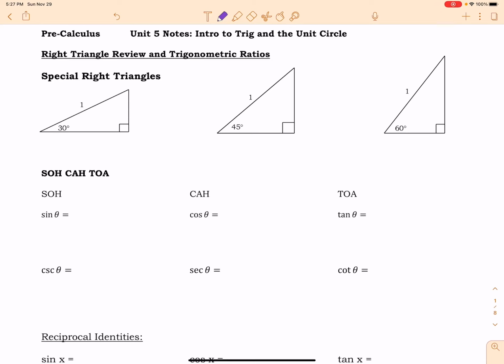Okay, we are starting Unit 5. It's the best unit in the whole world. It's my favorite. Intro to trig and the unit circle. The unit circle is so much fun. You're going to love it. And in order to understand it, we have to revisit special right triangles.